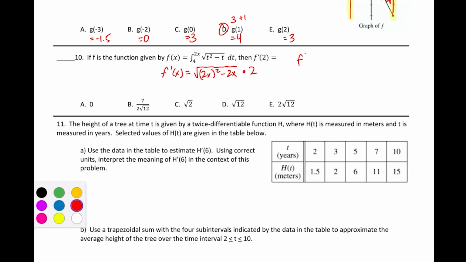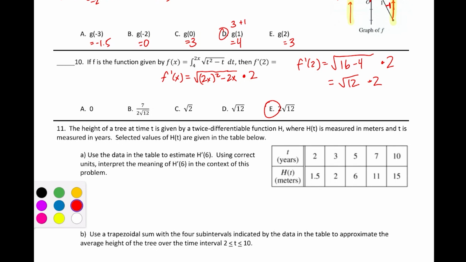So if I want f prime of 2, that'll be the square root of, let's see here, 2 times 2 is 4. 4 squared is 16. And then 2 times 2 will be minus 4. And then we have a times 2 on the end. 16 minus 4 is 12. So this will be root 12 times 2. And we see that that is right here, choice E.